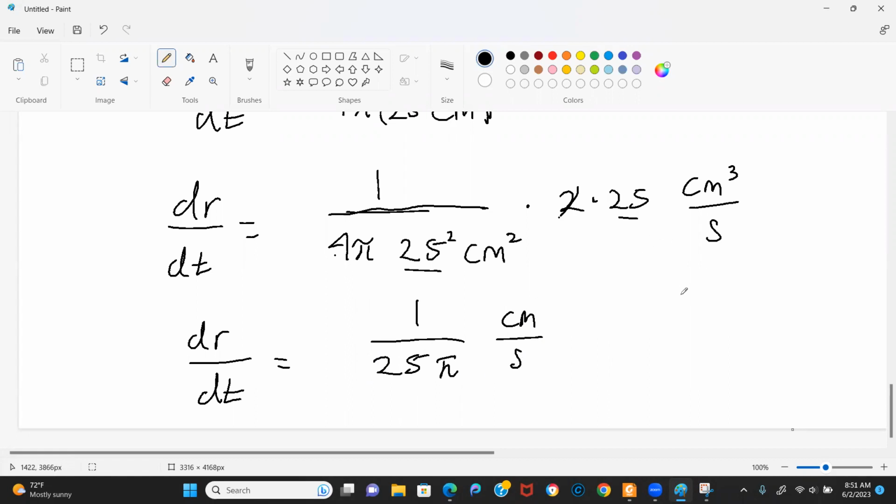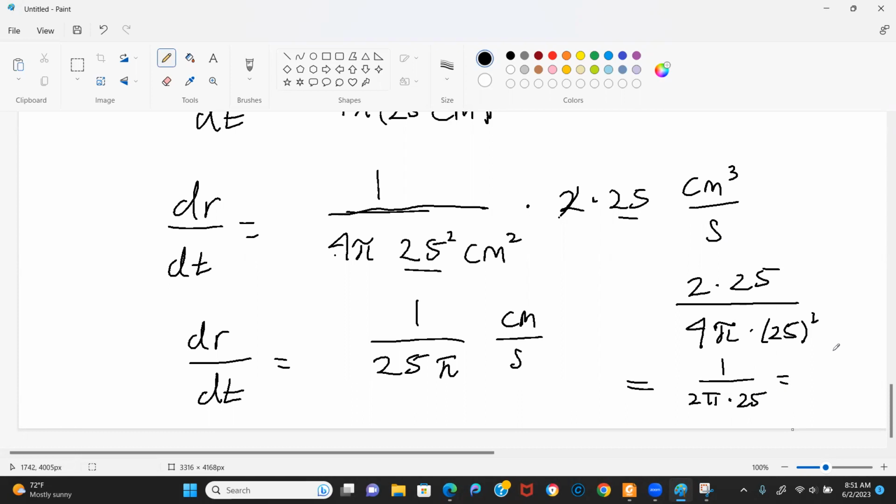Let's put this all in one numerator. 2/25. I'm going to ignore the units for a moment. Times 25 squared. So this is 1/2 pi times 25. So why isn't it 1/50 pi? I'm confused. I feel like this might be an error in the book. Anyways, the last number doesn't really matter a whole lot. Hopefully the rest of the problem made sense. I'm really confused as to why.